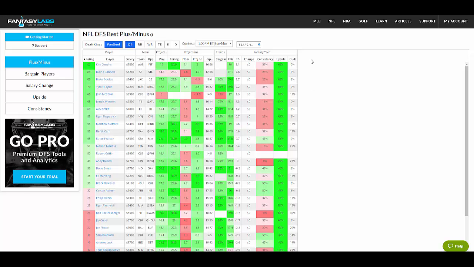And what player models allows you to do, first of all, there's way more data, better data, advanced data. We work with a lot of data providers. You can go Pro by clicking right here.